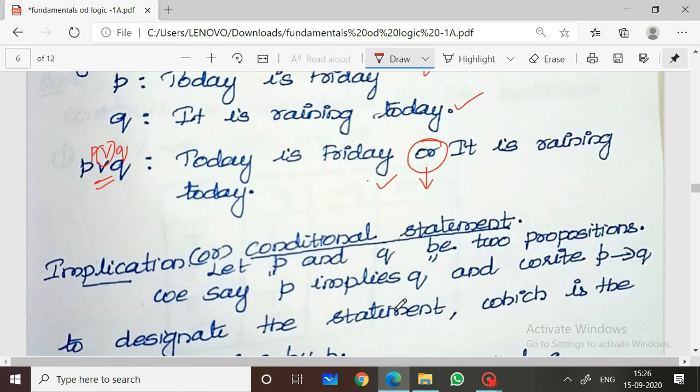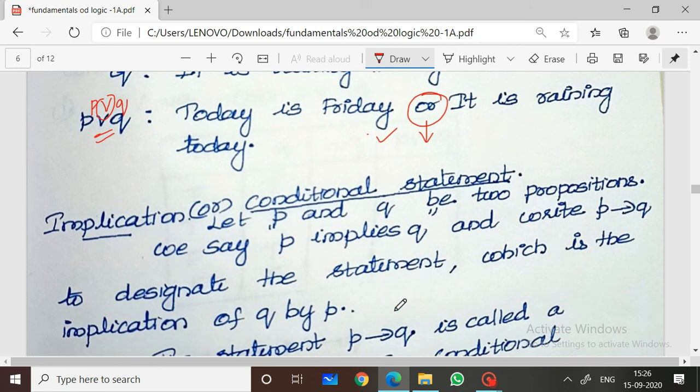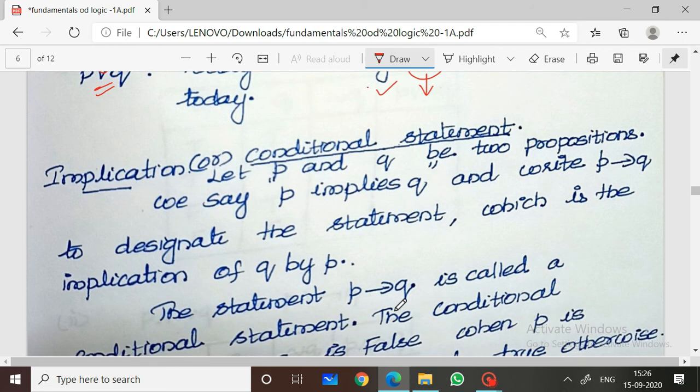Okay. The next condition is implication or conditional statement. What is an implication or a conditional statement? A conditional statement means, let us consider P and Q to be two propositions. We say that P implies Q. That is the conditional statement, P implies Q.